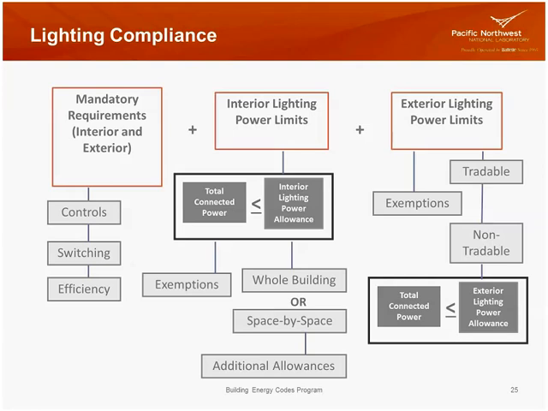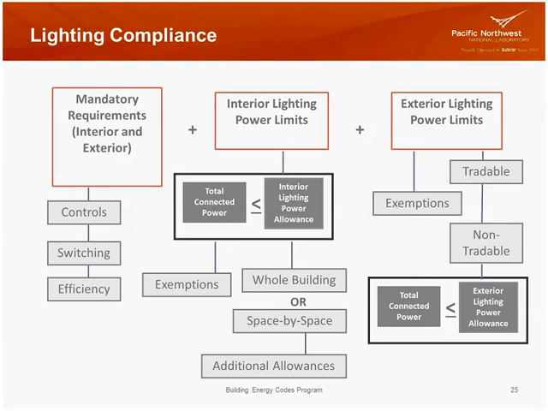So with lighting, you have mandatory requirements. They are split out by interior and exterior. And within those lighting mandatory requirements, you have controls and switching and efficiency. These are items that you will not be able to enter into COMcheck. They're mandatory. They'll show up in the actual requirements tab and on the inspection checklist. But let's get over to what you would enter into COMcheck.